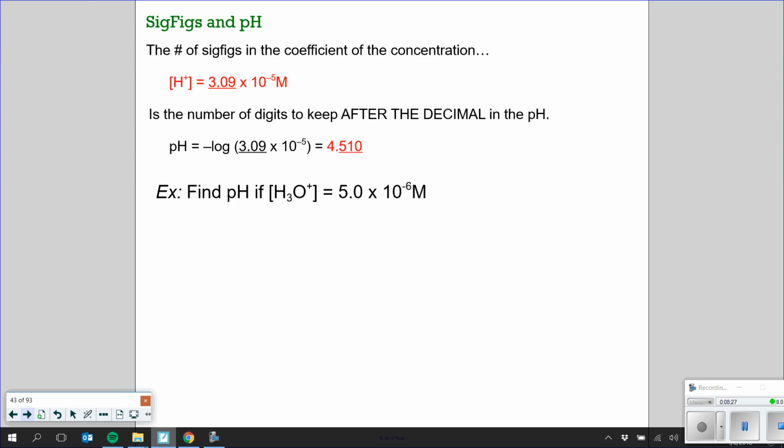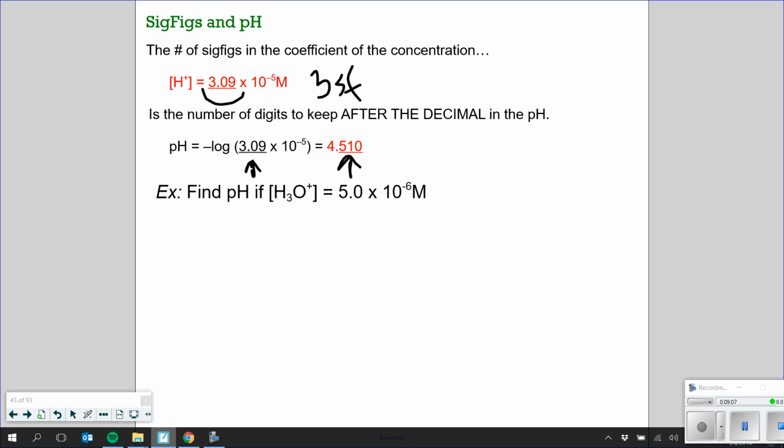So you're probably wondering if we need to use sig figs when we're converting from hydrogen ion concentration to pH, and the answer is yes, we actually do. The number of sig figs in the coefficient of the concentration matters. So for example, if I've got 3.09 times 10 to the negative 5th molarity for my concentration, that total number of sig figs, which in this case is 3, is going to end up being the number of digits to keep after the decimal in the pH. So if I took the negative log of 3.09 times 10 to the negative 5th, my pH is going to be 4.510. I have to have 3 sig figs here after the decimal because I had 3 sig figs in my concentration.